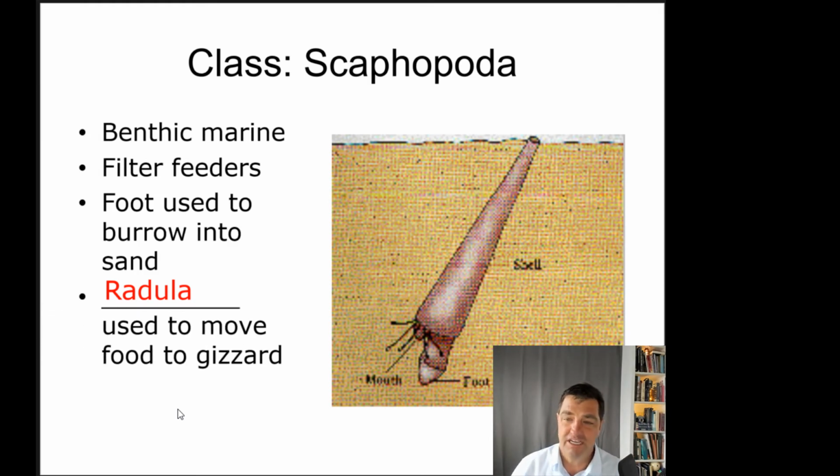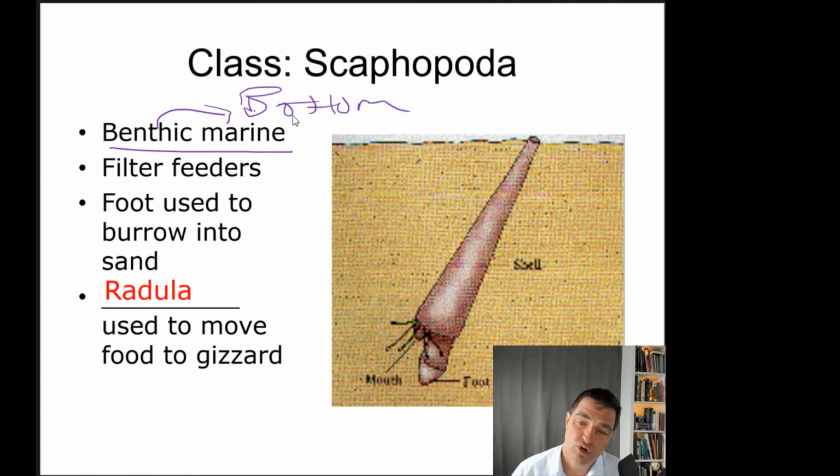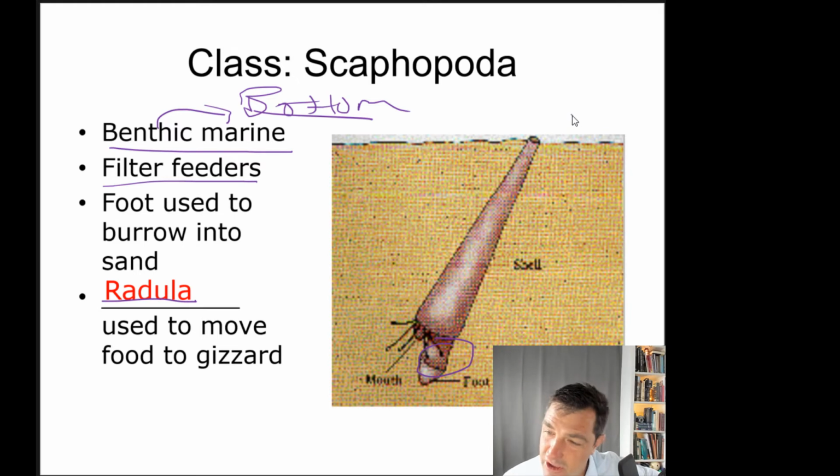The next group is the Scaphopoda, and the Scaphopoda are benthic marine organisms. Benthic means they're on the bottom. That can be deep water or shallow water, but they're buried in the sand on the bottom, and they are a type of filter feeder. Filter feeders are things that capture food that is floating around in the water. And so what happens is they have this foot that they use to bury in the sand, and then they also have a radula used to move food to the gizzard, but water and nutrients come down like this essentially and then get pushed back up.